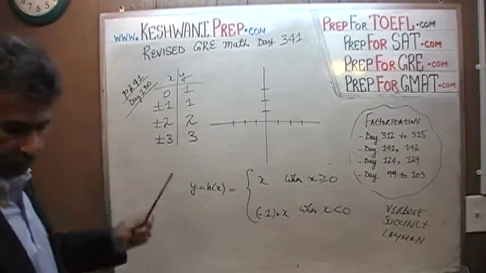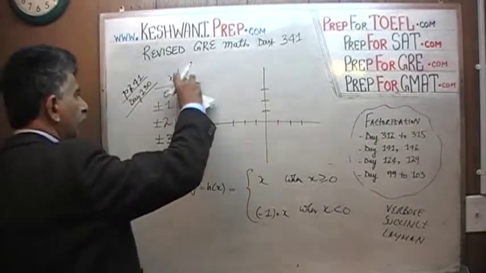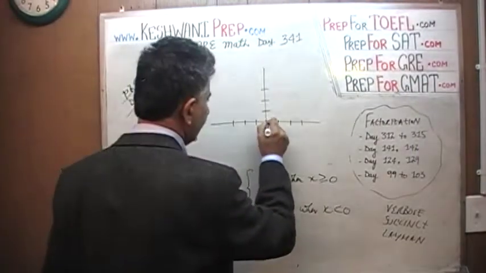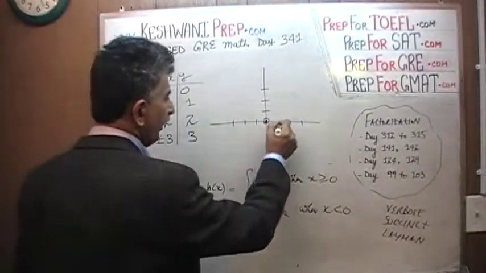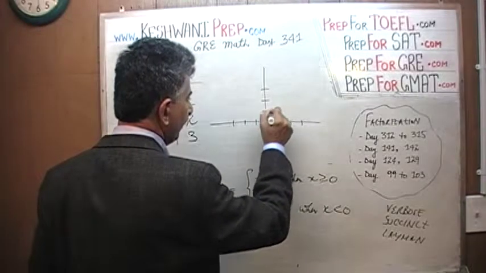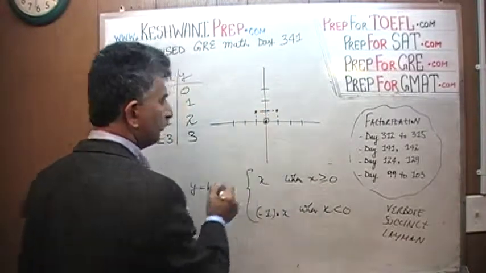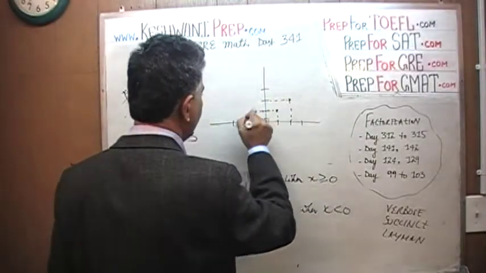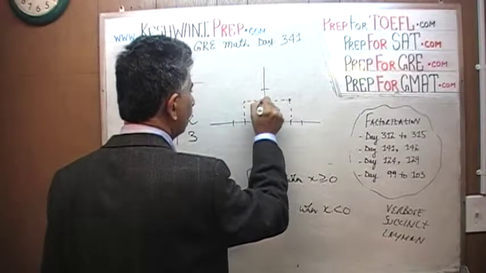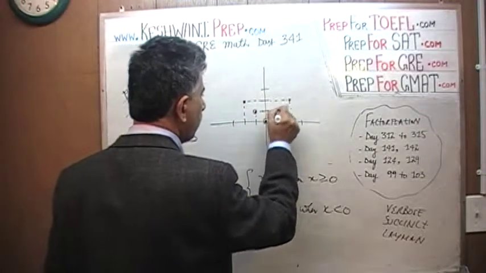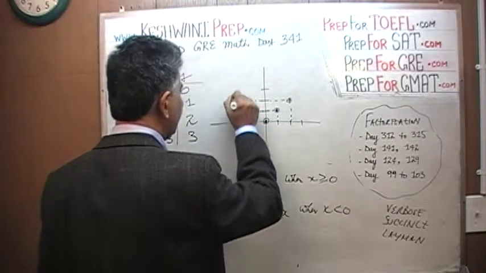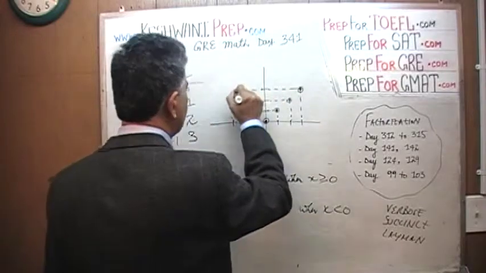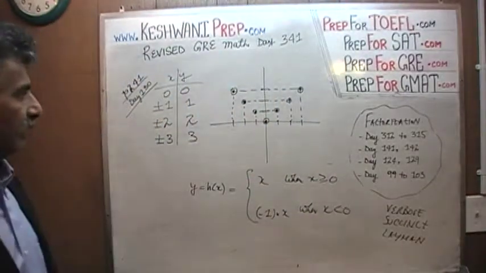So when x is 0, y is 0. Our story begins at the origin. That is our first point. When x is 1, y happens to be 1. When x is -1, y happens to be 1 also. When x is 2, y happens to be 2. When x is -2, y also happens to be 2. When x is -3, y is 3, and when x is +3, y is 3. There you go. That's all. That's what the graph looks like.